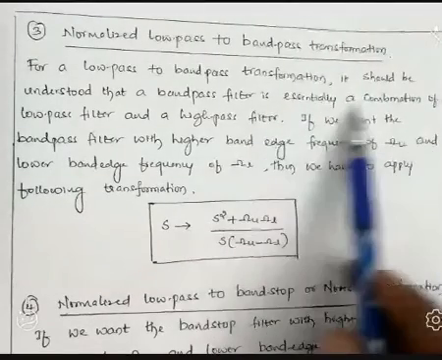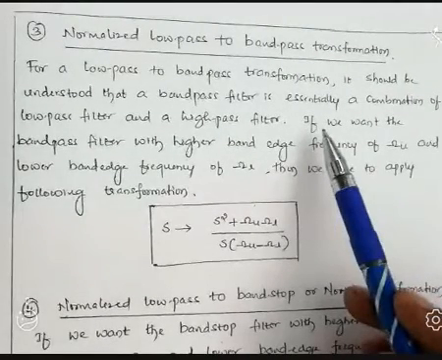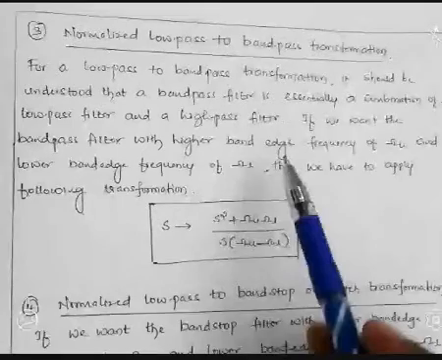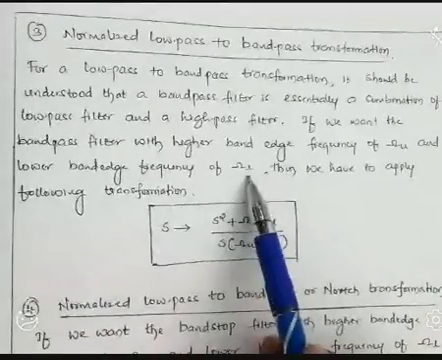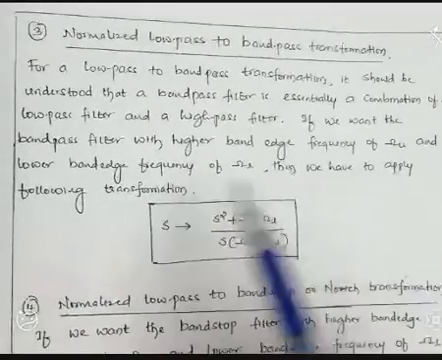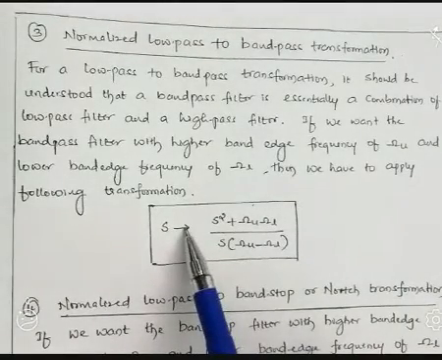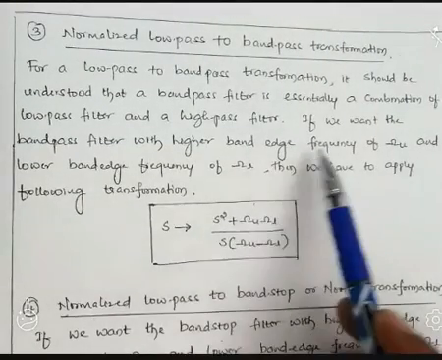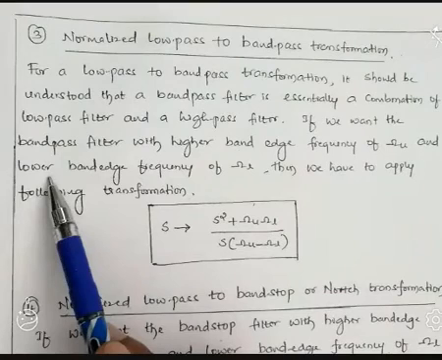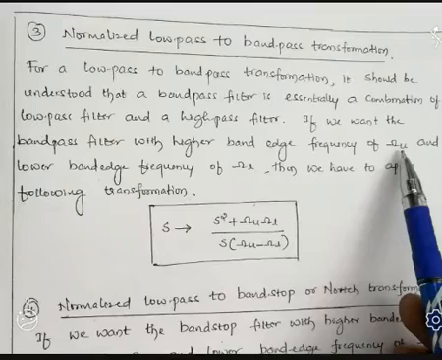Regarding this statement, we'll discuss with the help of diagram frequency characteristics. If we want the band pass filter with higher band edge frequency of omega u and lower band edge frequency omega l, then we have to apply the following transformations. Of course, for the band pass filters, we have two edges. One is the higher band, another one is the lower band. So those are indicated by omega u and omega l.